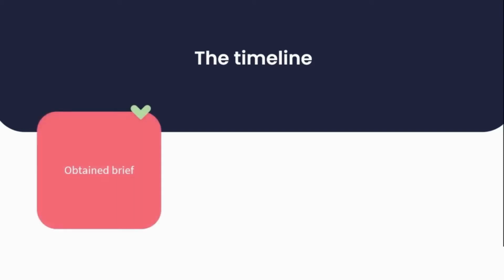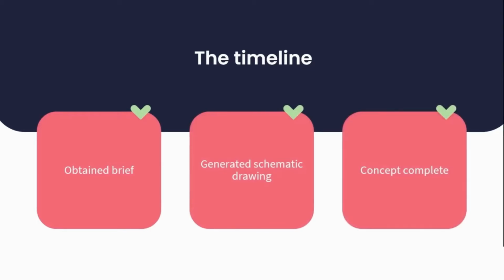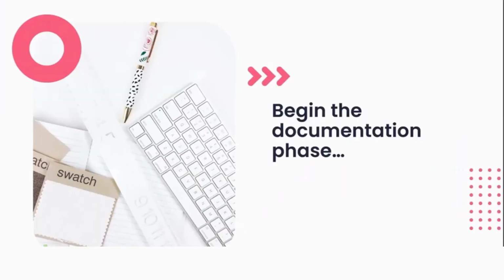That means that we have already obtained our brief, generated the schematic drawings, and conceptualized the project. All of our drawings, mood boards, concept boards, design brief, and project proposal documentation have been approved by our client. Very important. Our next step here is to prepare for construction and manufacture. So how do we actually go about doing that? We start our construction documentation.